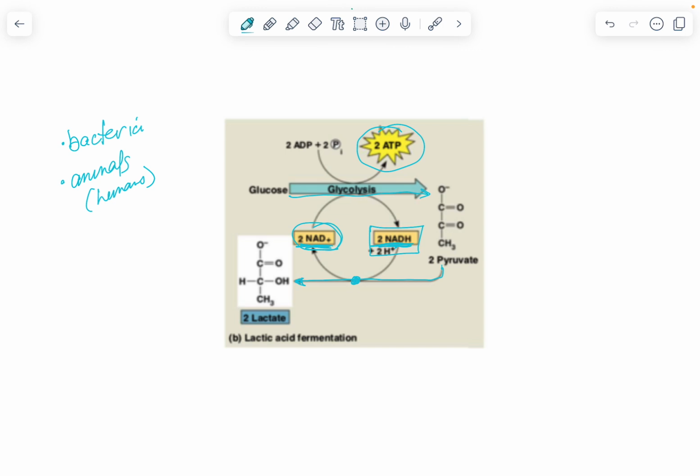So we do this in our muscles. Bacteria will do this and they produce foods like yogurt and kimchi and sauerkraut and pickles. That tangy taste of those foods comes from this lactic acid fermentation.